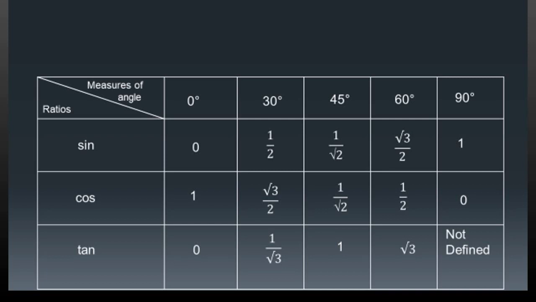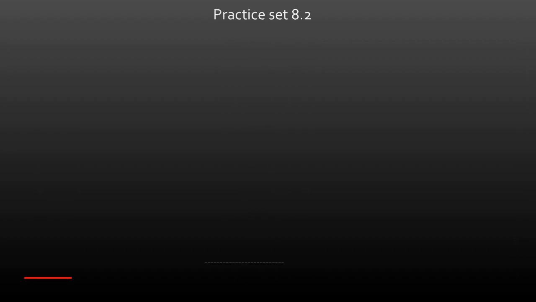So let us begin with solving the sum of the remaining exercise. Practice set 8.2, question number 3, sin theta is equal to 4 upon 5. Now this question we are going to continue. The practice set 8.2 is continued here from the previous session. This sum can also be done by both the methods which I have already told you in the previous video. But we are going to use method 2 here.